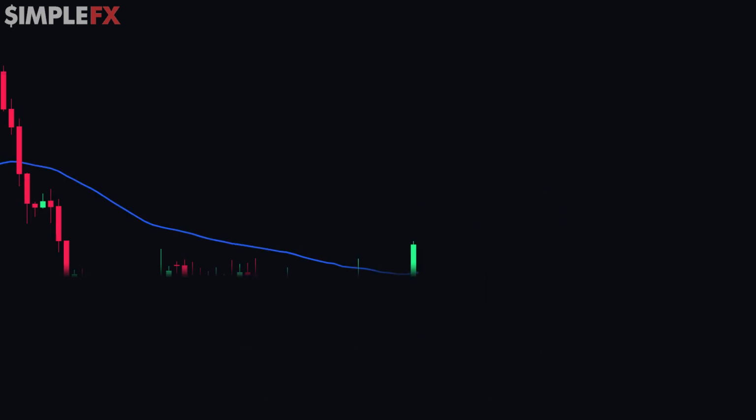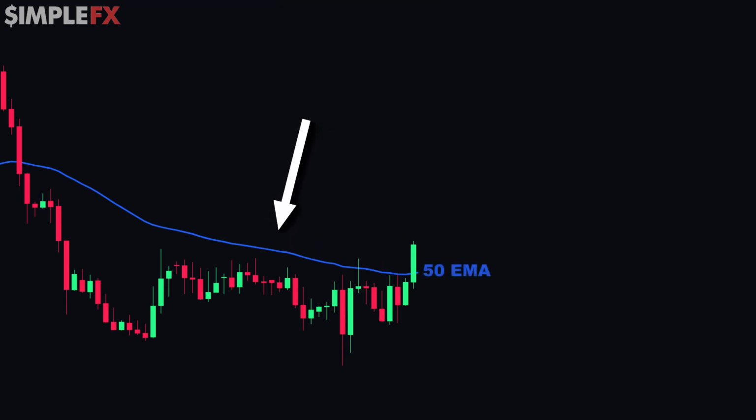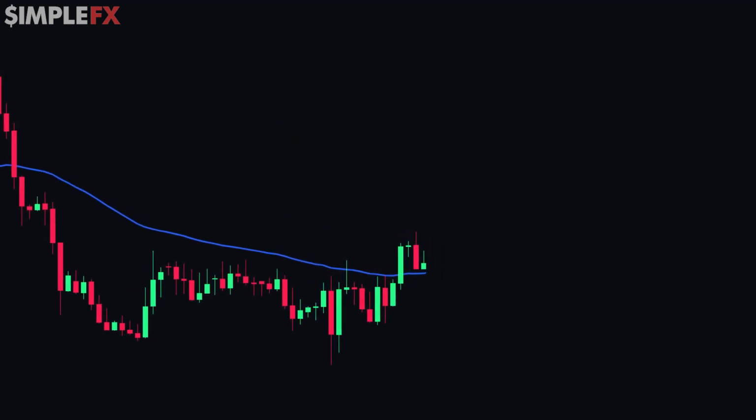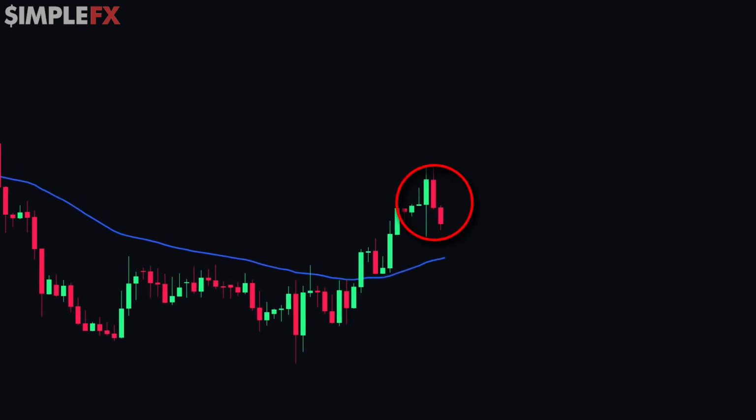The first one is this chart, the US dollar against the Canadian dollar. The blue line here is the EMA. As you can see, the price had been trading below the 50 EMA for quite some time until it broke out. This is where I got interested. I then wait for a pullback of at least 2 consecutive red candles after the breakout, which happened right here. That's where I drew the horizontal line at the highs.